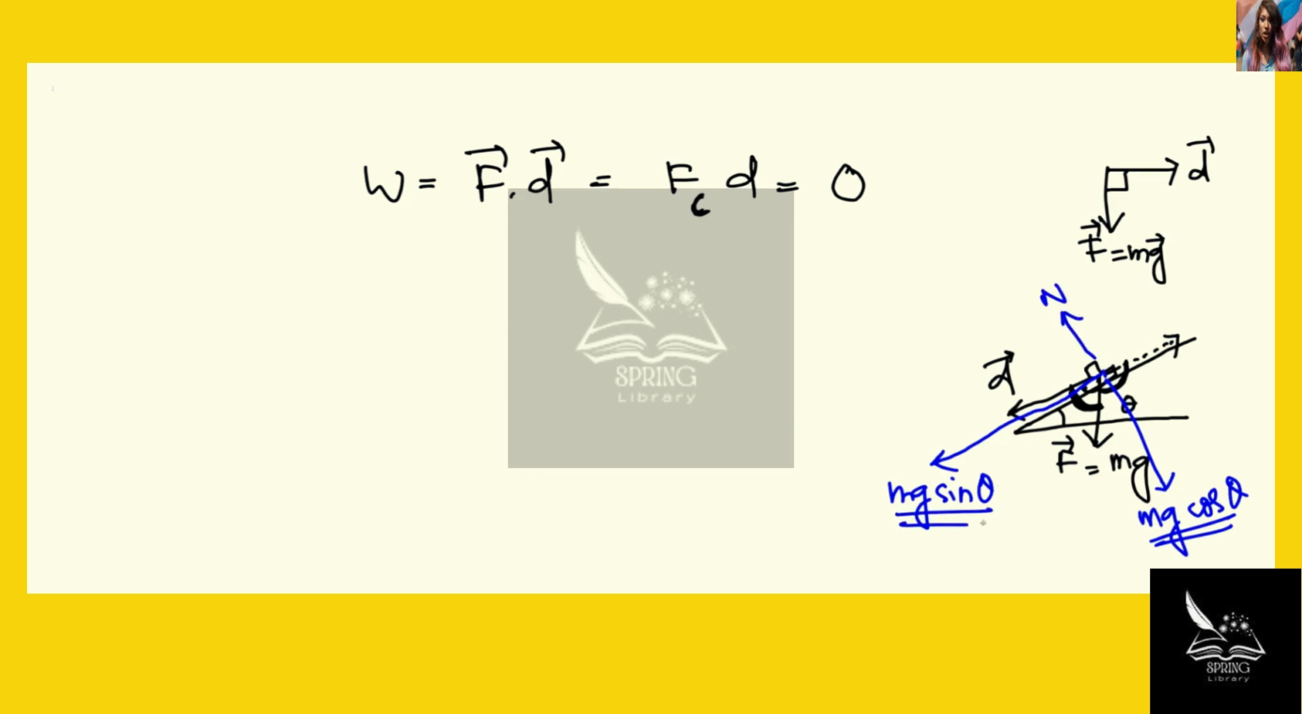and mg sine theta, the component of force that is parallel to the direction of displacement, is the one that does some work. So work done will now be equal to mg sine theta, that is the component of force, times displacement. And since theta is not 0 degrees anymore, so basically theta is the angle made by the plane of the car to the ground.